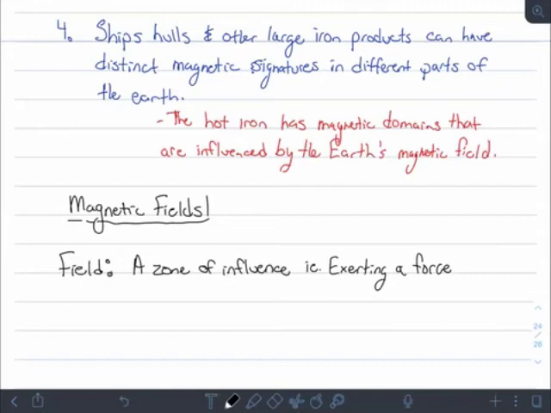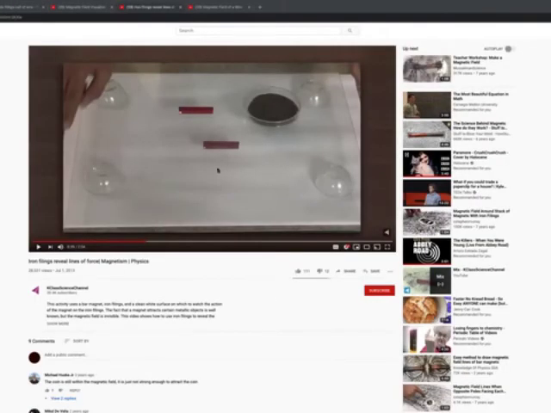Let's see. Can you guys see that? Okay. So what they've got here is just kind of a plastic surface, and they've got some iron filings with that bar magnet. And what they're going to do is, I don't know if the audio will play or not, they're going to sprinkle those iron filings around the bar magnet, and you will see how the iron filings are influenced by the magnet.